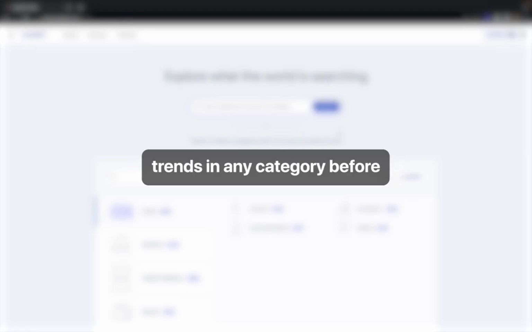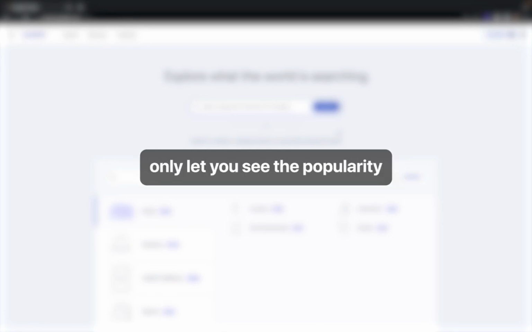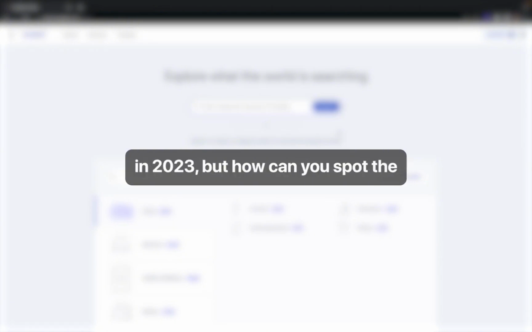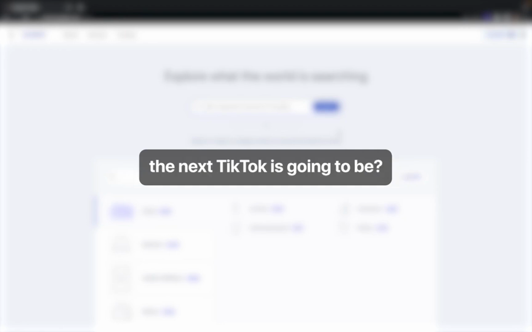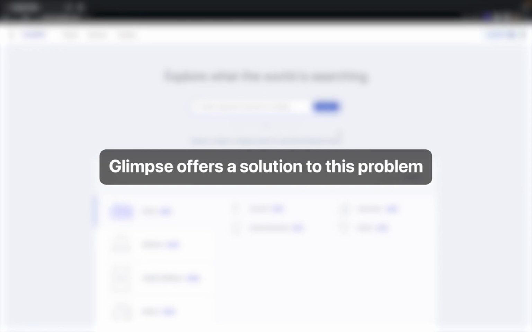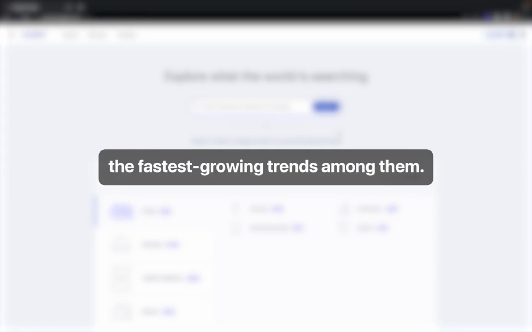Discovering the fastest growing trends in any category before anyone else is the holy grail. But the problem is that most tools only let you see the popularity of trends you already know about. Sure, it's helpful to know that TikTok is still growing in popularity in 2023, but how can you spot the next TikTok if you don't know what the next TikTok is going to be? Glimse offers a solution to this problem by tracking every keyword that's searched or discussed online and picking up the fastest growing trends among them.